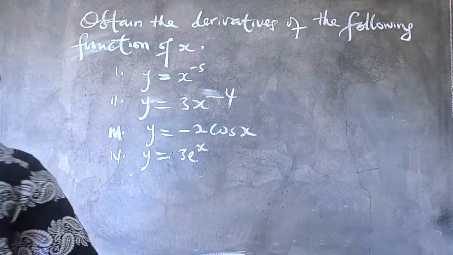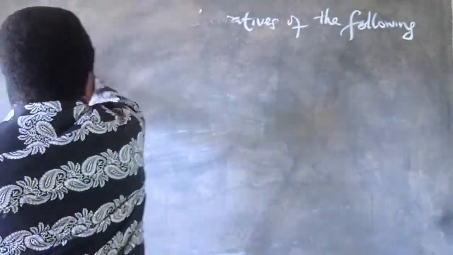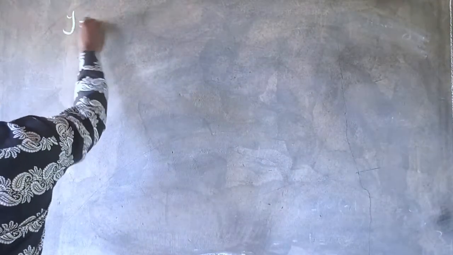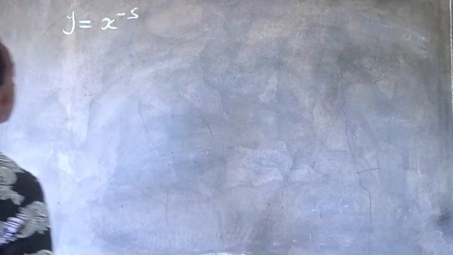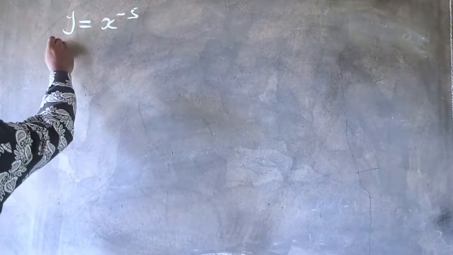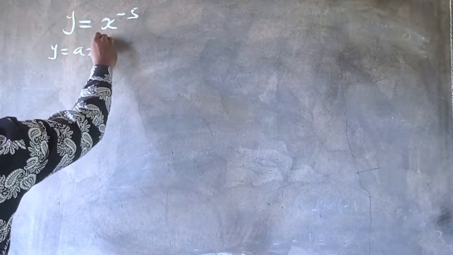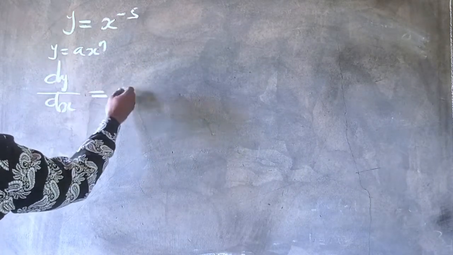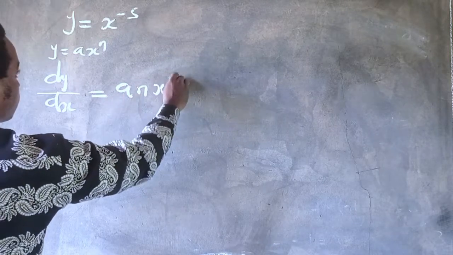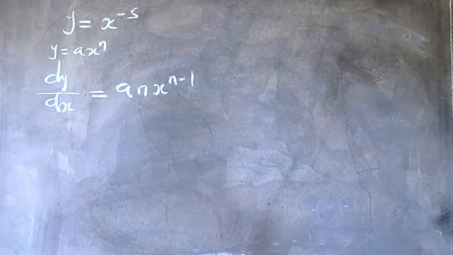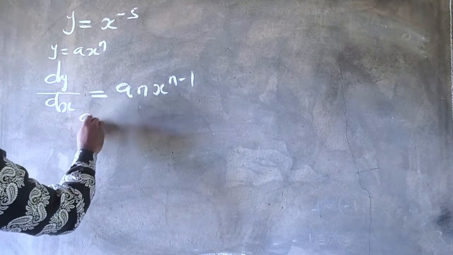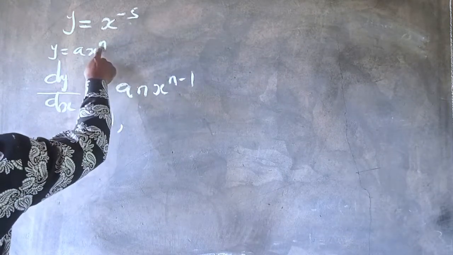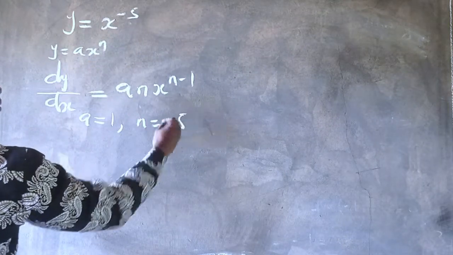So, okay, let's do it together. We'll start with the first one. I choose this to expose us to application of the standard derivatives. For the first one, we have y equals x raised to power negative 5. You will see this is of the form y equals ax raised to power n, and the differential is going to be anx raised to power n minus 1. Now what is our a in this problem? The coefficient is 1. And what is the power n? That is negative 5, right?